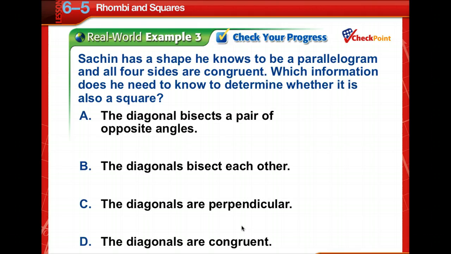Sakin has a shape he knows to be a parallelogram, and all 4 sides are congruent. Which information does he need to know to determine whether it's also a square? So pause for a moment and read through your options, then come back and check to see your answer's correct. You're right. He needs to know that the diagonals are congruent.